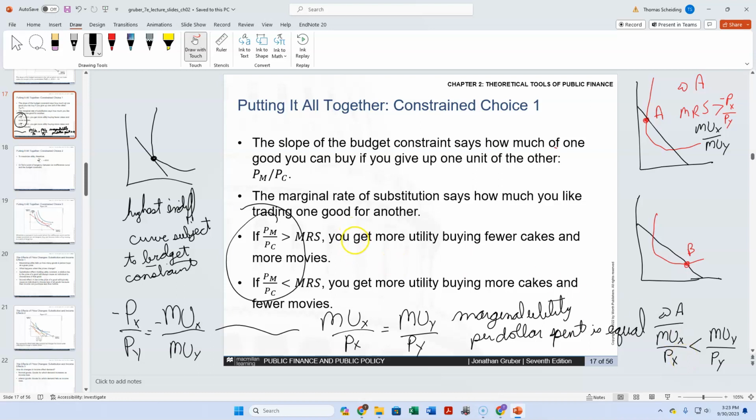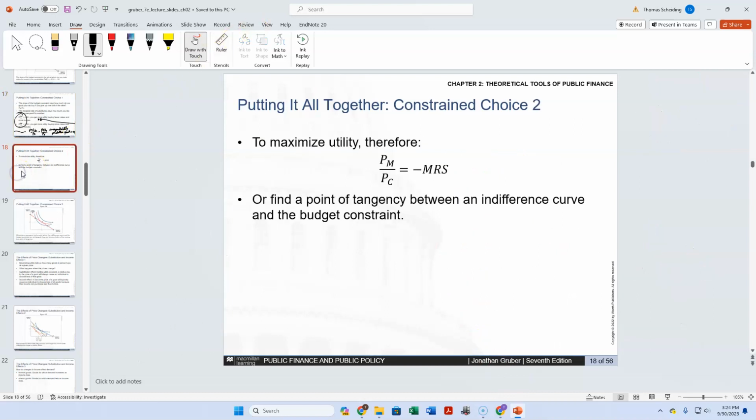And the opposite is true right here. This would be where we are at point B. Okay. I already said this, but it's good to have it on a slide, I suppose.